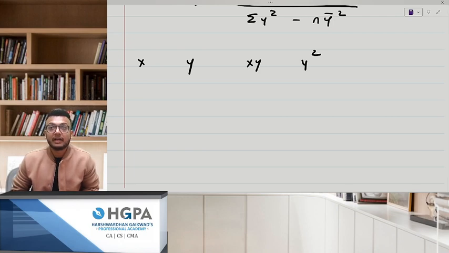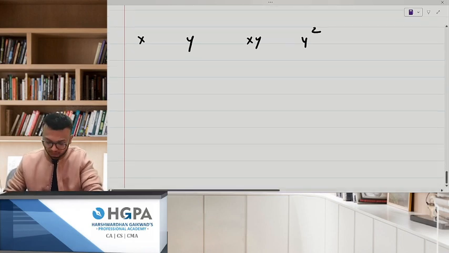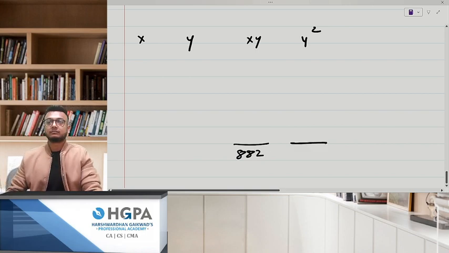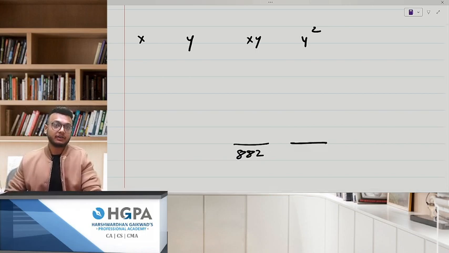Okay, we have got one figure, 882. We have got one figure that is 882. You got a different figure? What is your summation xy? 882. Okay. And y square, 1032 is the figure we are getting.